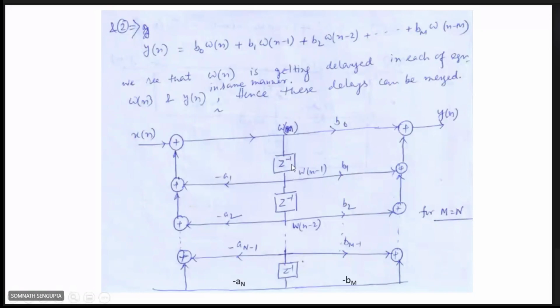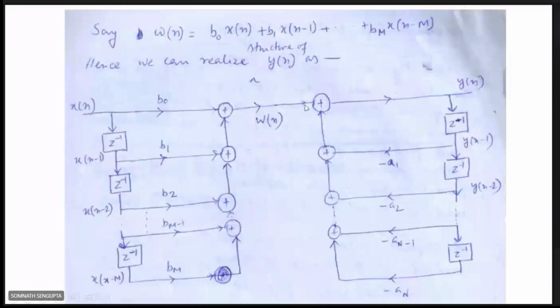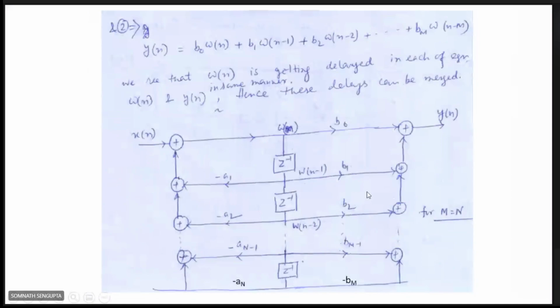Compared to the implementation using direct form 1, the delay stage is halved, but the number of addition stages remains the same. Okay. So you can see that this was the previous structure, where in each stage a delay was separately there. Now only one delay stage is there in this case.